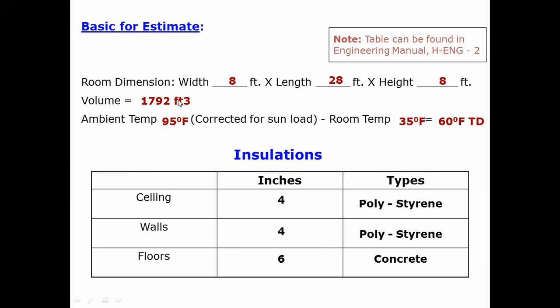So write this under ceiling, wall, and floor, with the thickness in inches, and the type of material. First you find out the volume, then find the ambient temperature minus room temperature, and find its difference. Then write this insulation. First we are going to find the transmission load, so we need to know the inches and the types of material also.